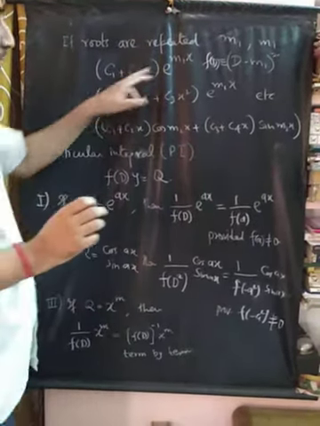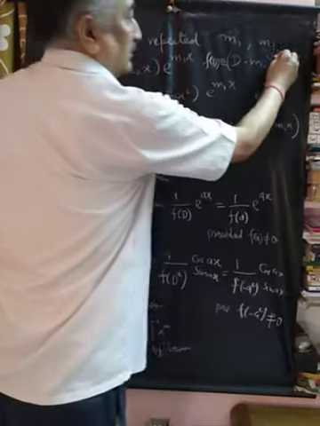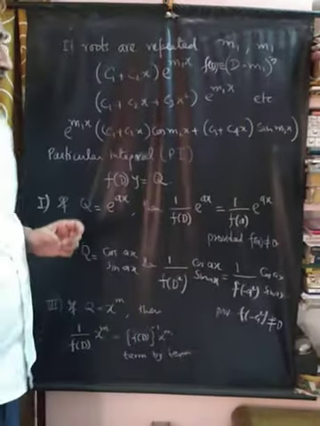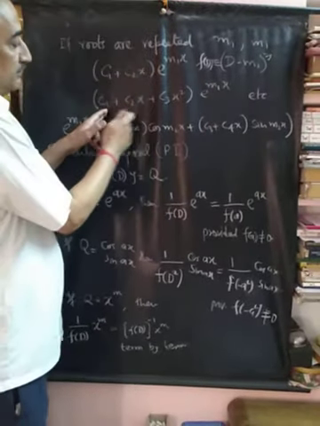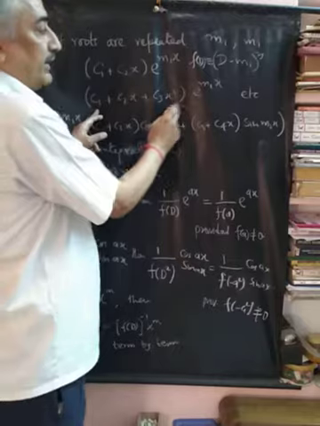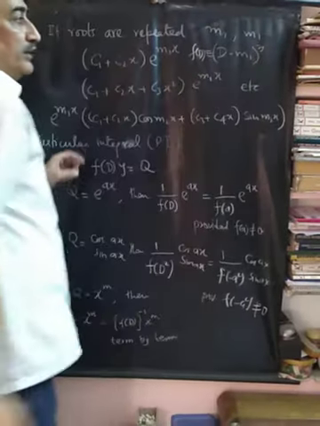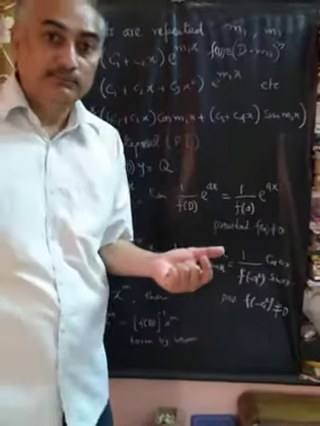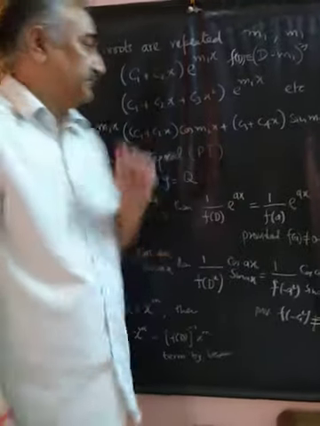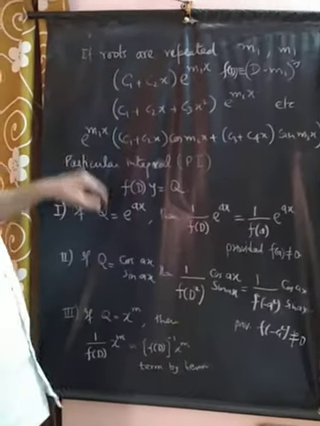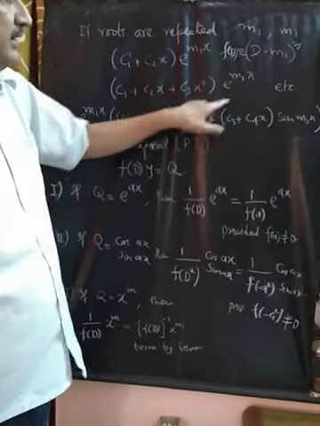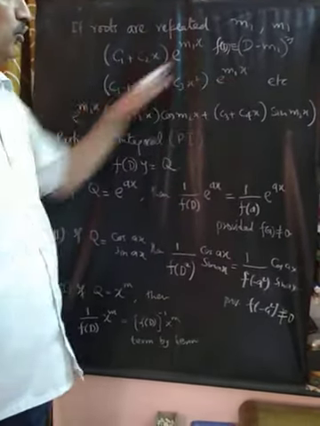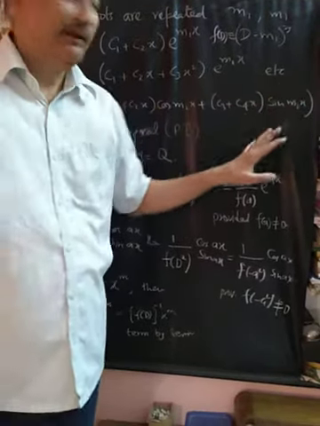If the root is repeated 3 times, so you have m1, m1 and m1, then you will have (c1 plus c2 x plus c3 x squared) e^(m1 x). So if a root m1 is repeated n times, then the complementary function will be (c1 plus c2 x plus so on, cn x^(n minus 1)) e^(m1 x).